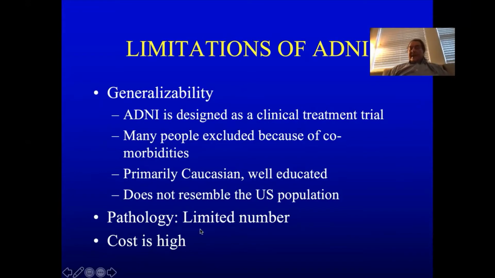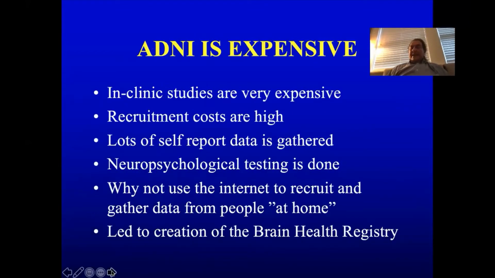The other big limitation of this is that the cost of doing all these studies is very high. There's a big cost of recruiting people into clinical trials, and there's a high cost of the PET scans and the MRIs and lumbar punctures, et cetera. So ADNI is very expensive. Each ADNI grant has been $60 to $75 million over 5 years, and now the next ADNI grant is going to be even more. But in-clinic studies are very expensive.